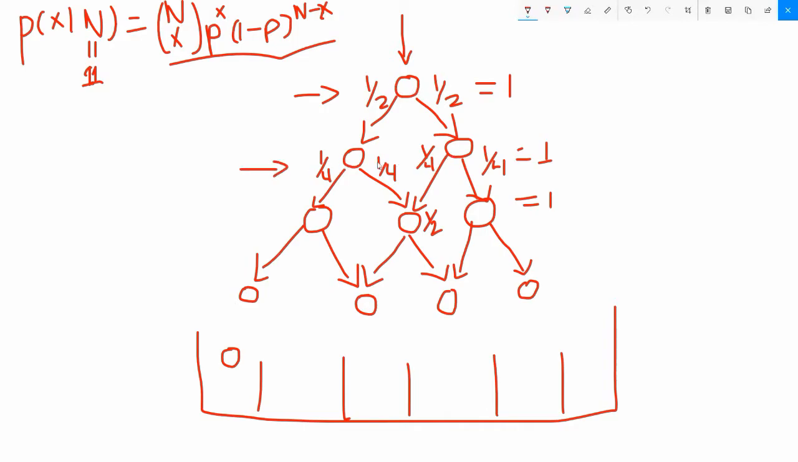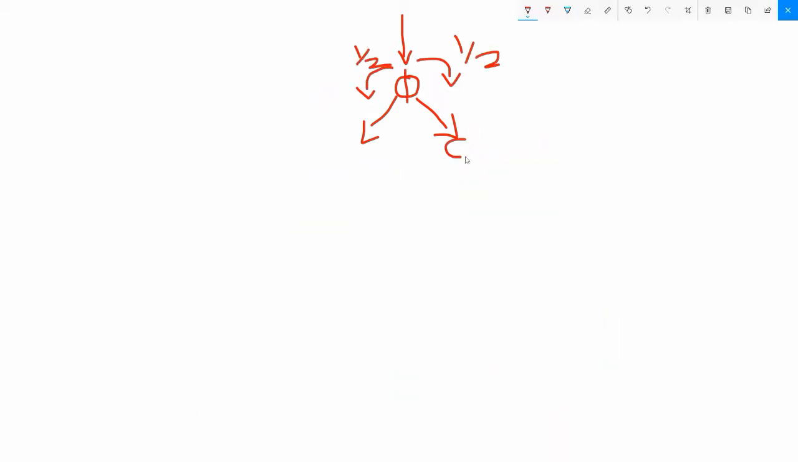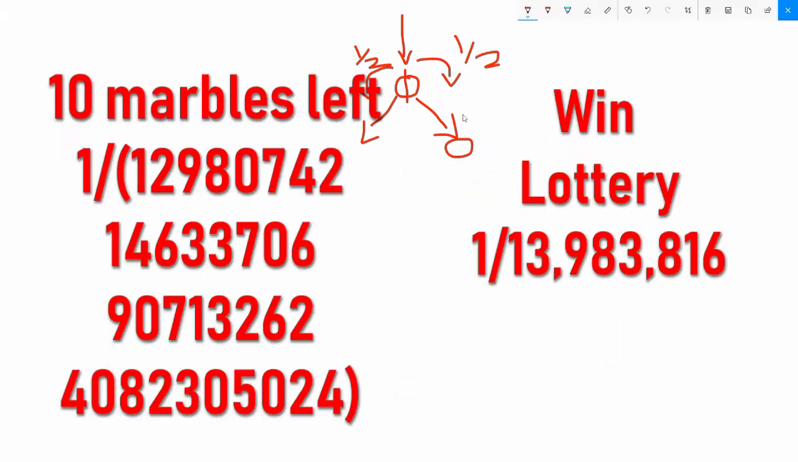Now listen to this: the probability that only 10 of these balls fall on the left extreme is so small that it is more probable that you won the lottery than that this happens.